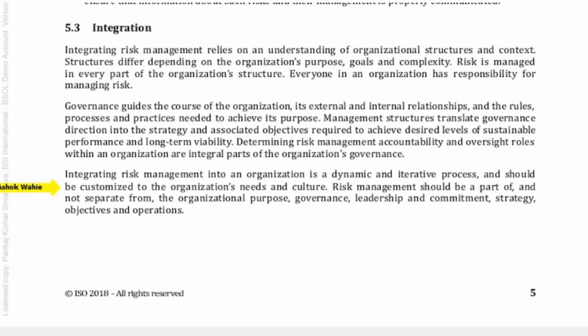From the strategy, I derive the objectives. Whenever we derive the objectives, what are the risks in meeting those objectives? What are the risks in operation? All this should be an integral part of governance, purpose, management, structure, everything. That is the meaning of integration. That is where we apply the principle of integration. And that is where you and I can do nothing. This is where the leadership and commitment, the board of directors and the CXOs, play a major role. If they are not involved in this integration process, then you and I can do very little.